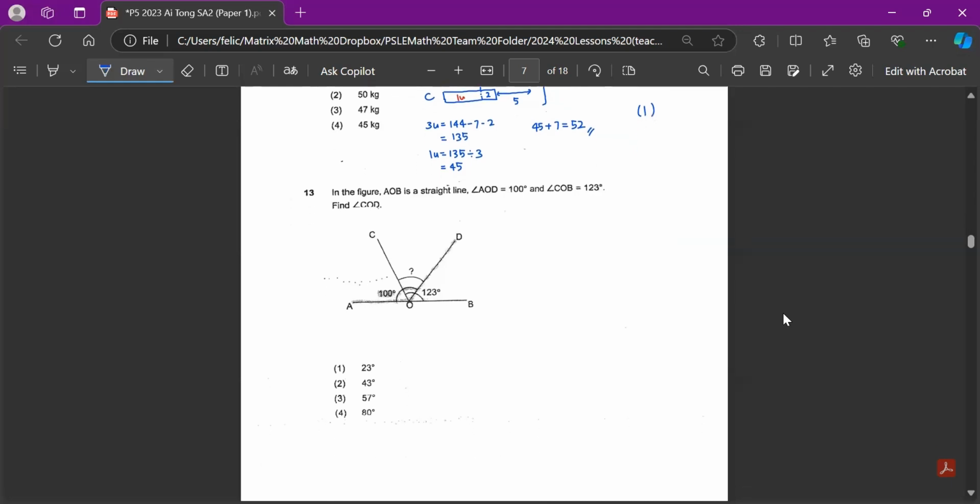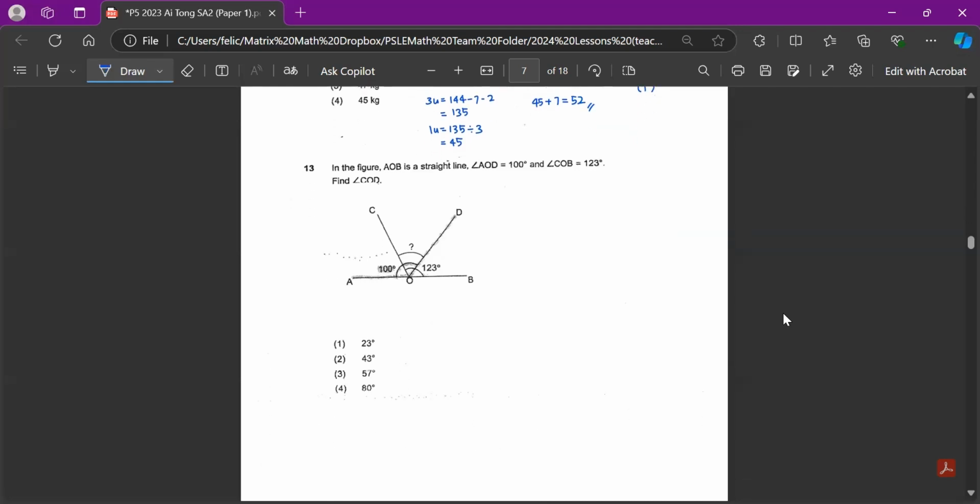All right. Question 13, AOB is a straight line. AOD, A to O to D, AOD is 100 degrees. COB, C to O to B, is 123 degrees. Find angle COD, which is the one in the middle. So you notice COD is like the overlapping part between the 100 and the 123.